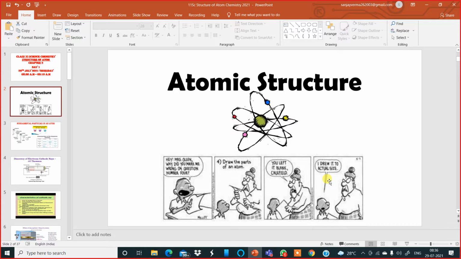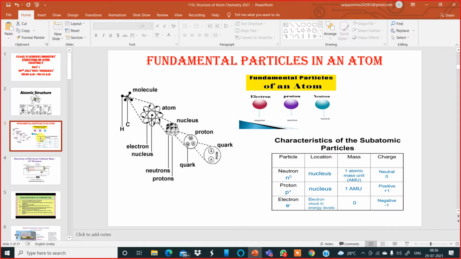Now, this chapter is one of the important chapters in chemistry, with regard to electrons, protons, and neutrons. We'll be learning about many other things in this chapter, with regard to the numericals. Moving to the next slide, if the question is asked, name the fundamental particles in an atom, please answer electron, proton, and neutron.